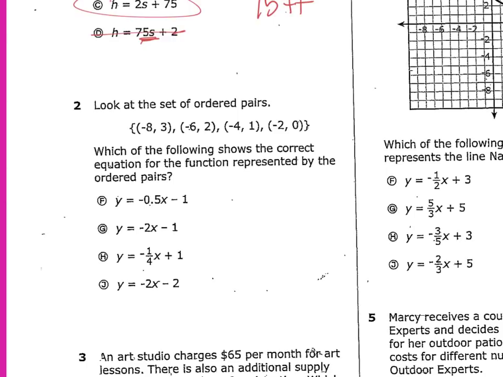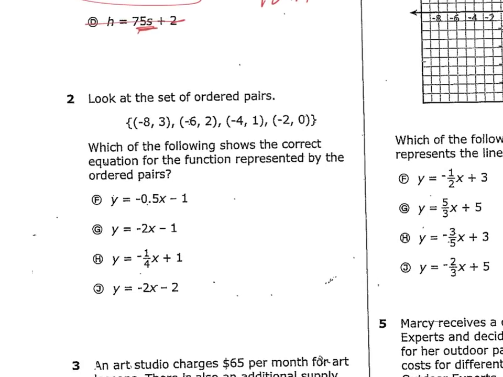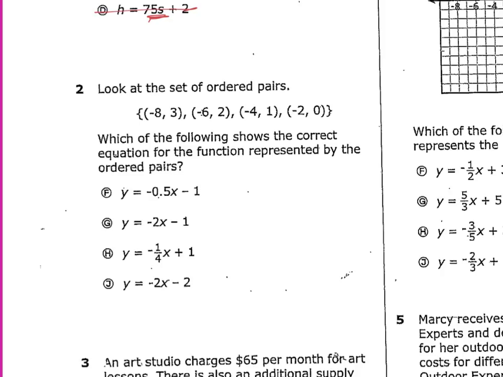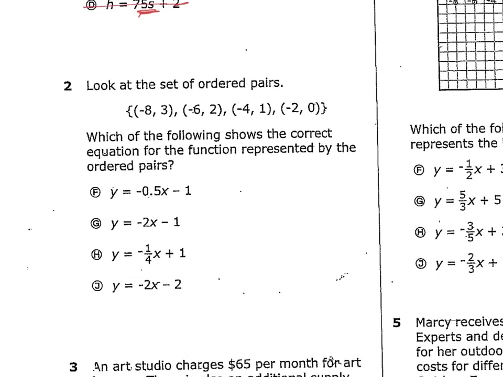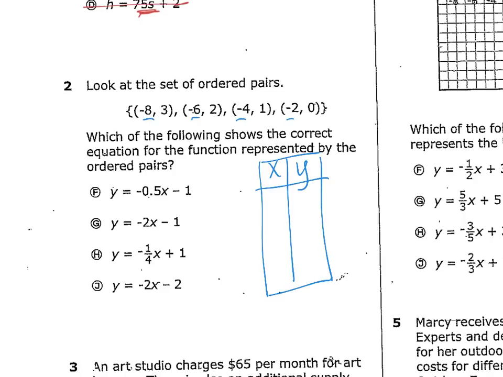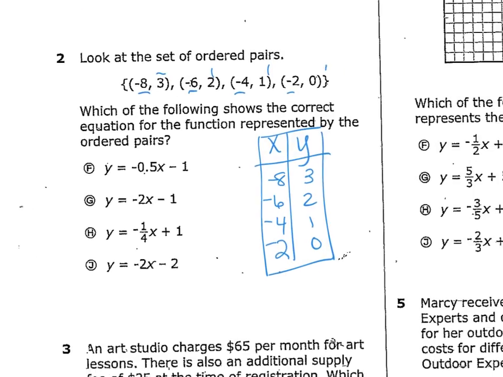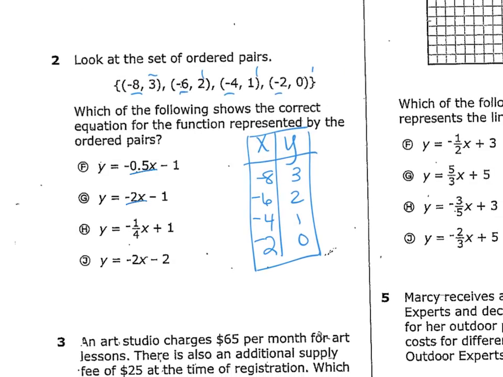Number 2, which of the following shows the correct equation for the function represented by the ordered pairs? So if these were in a table, and I really don't think you guys will see a question like this, but if this was on the STAAR, if these were on a table, it'd be a little bit easier to see. So negative 8, negative 6, negative 4, negative 2 are my x values. So then your y values, 3, 2, 1, and 0. So all of these slopes are different except for these two.